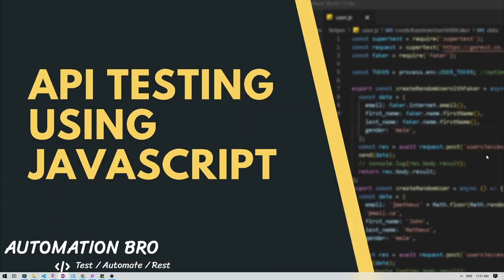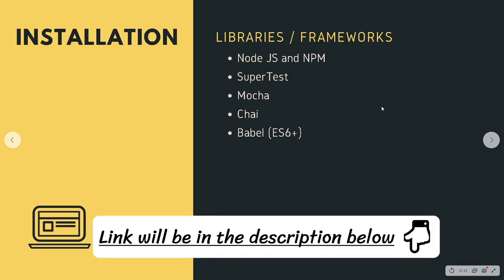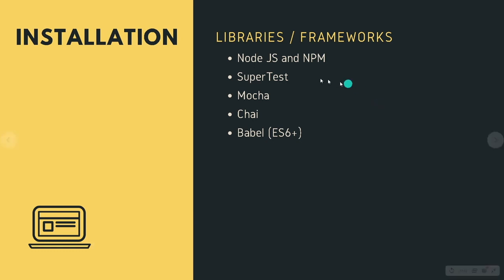Alright, now let's take a look at what we need to set up our base test framework. There's a couple of things we'll need. First off, we need to make sure we have Node.js and npm installed so that we can install these packages. I'll add a link in the description below for Node.js installation if you do not have that installed. Then we will need Supertest to make API calls, Mocha.js for our test framework, Chai.js for our assertion library, and to be able to use ES6 and above functionalities in our test.